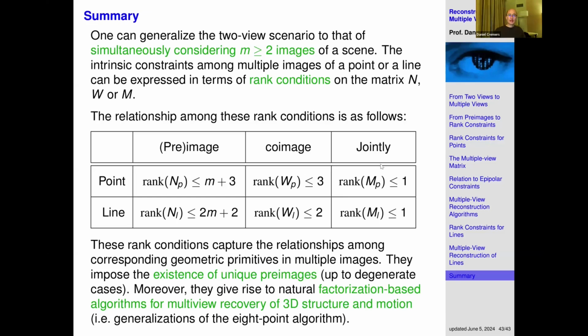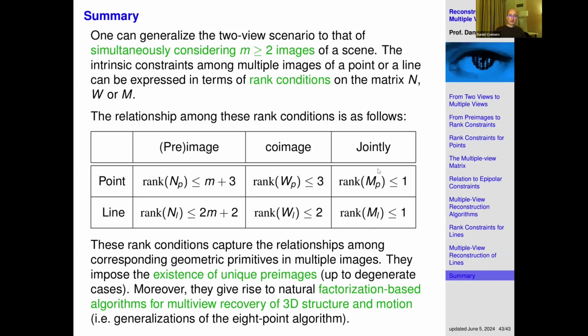So by saying the rank should be exactly 1 for this multi-view matrix, either for a point or a line, we can assure that there is a unique reconstruction. And when I say unique, again, always unique up to scaling. Obviously, you can always rescale the world and everything by a factor, and you'll get the same observations.